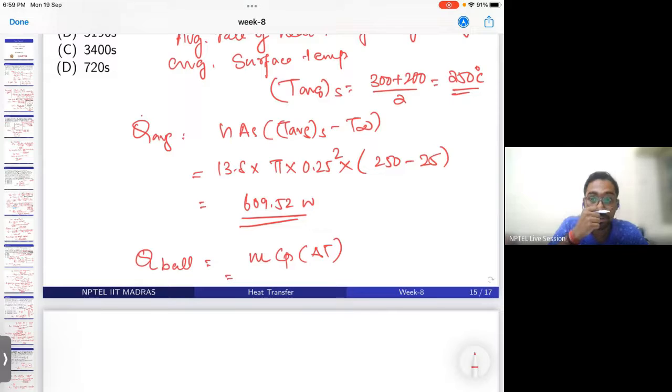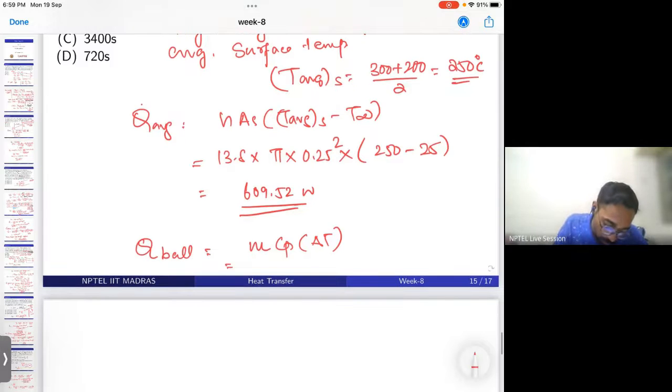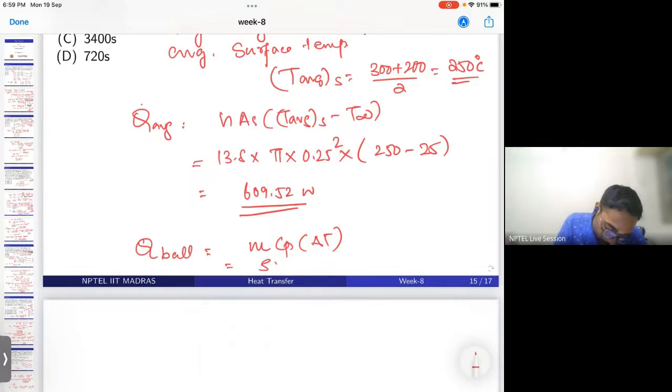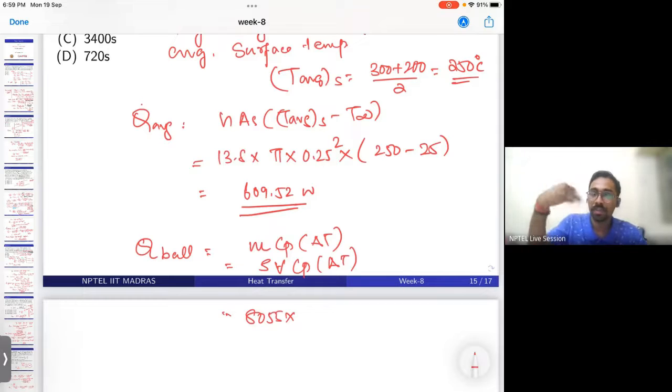So we will simply assume that this is cooled from 300. So what is the energy change of the body cooling from 300 to 200? Mass is rho into volume, so Q is rho into volume into Cp delta T. Density is given, 8055. What is the volume of the sphere? It is pi by 6 d cube.